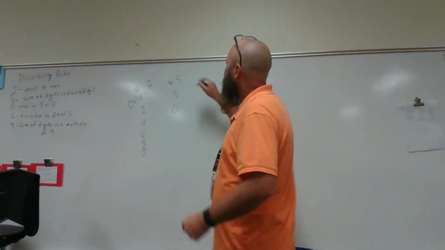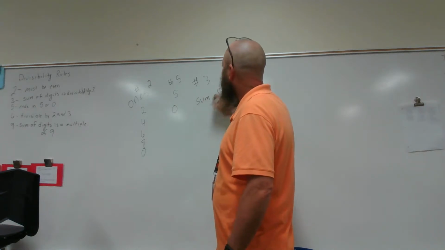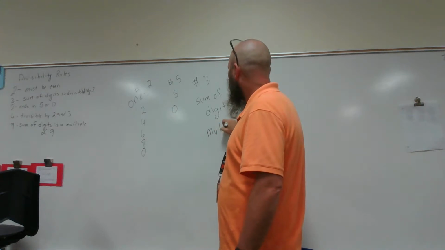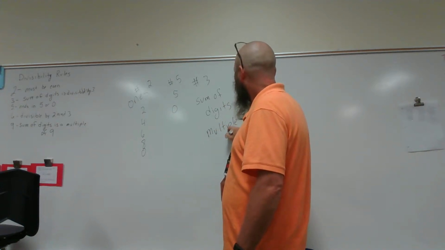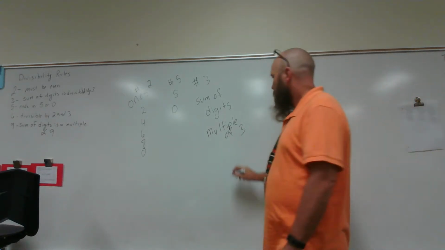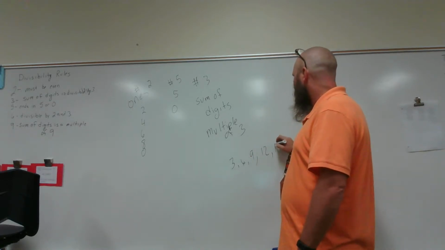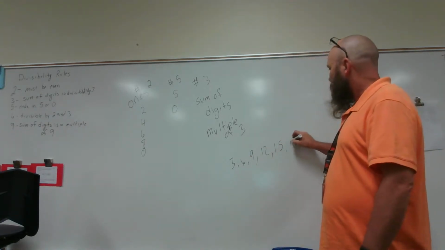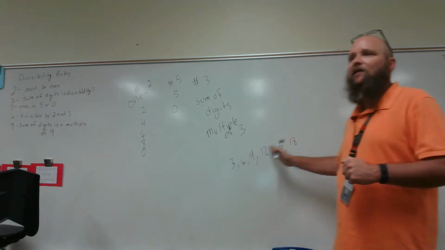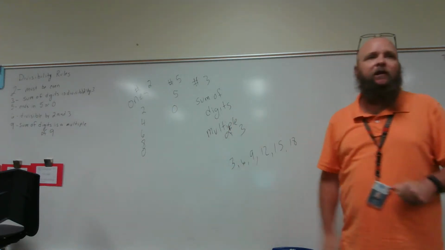3 says the sum of digits must be a multiple of 3. So if I have my multiplication chart, 3, 6, 9, 12, 15, 18. The sum of the digits has to add up to one of these multiples. So that's for 3.